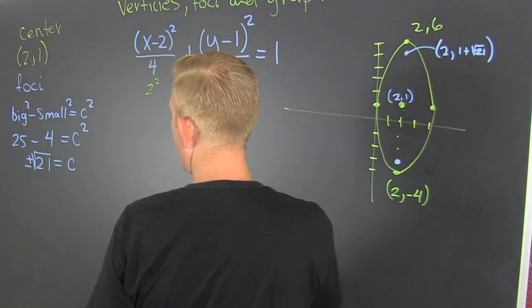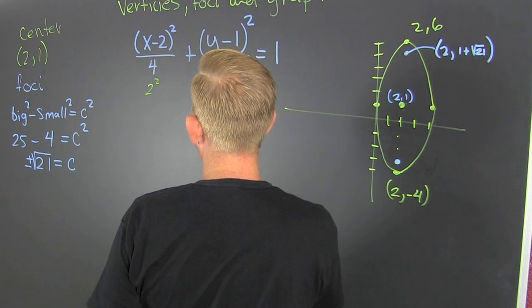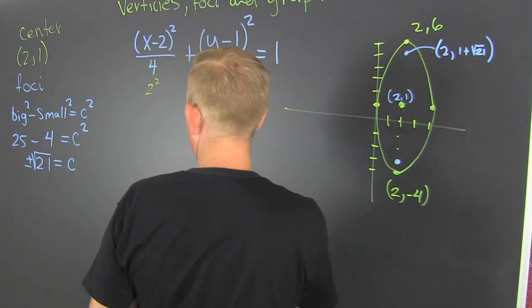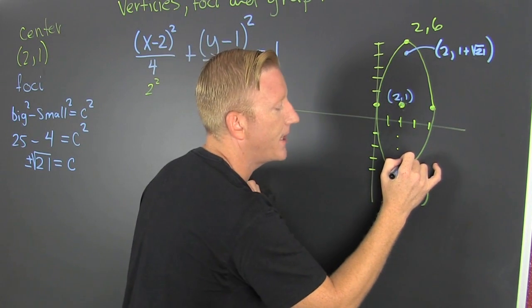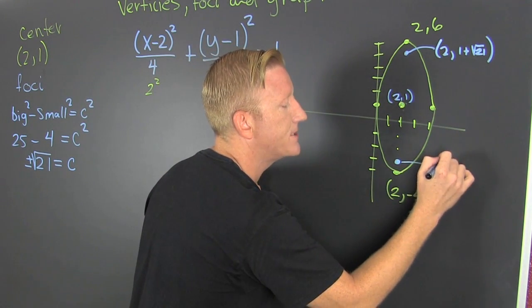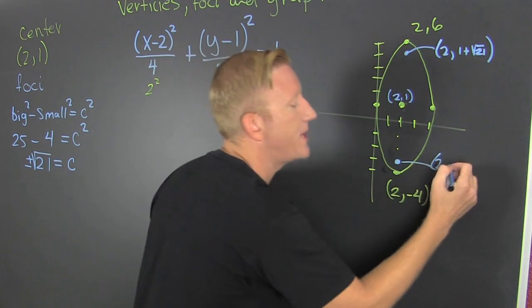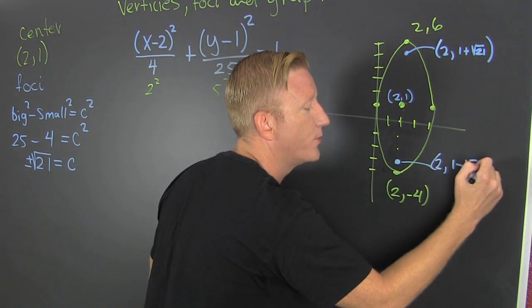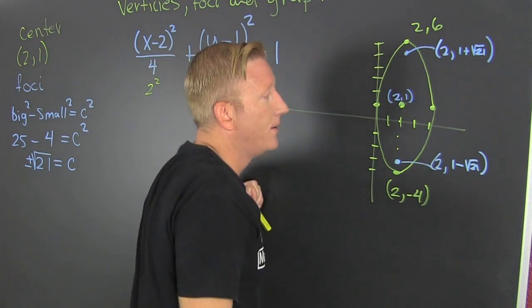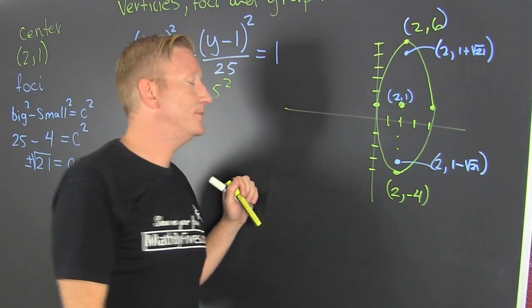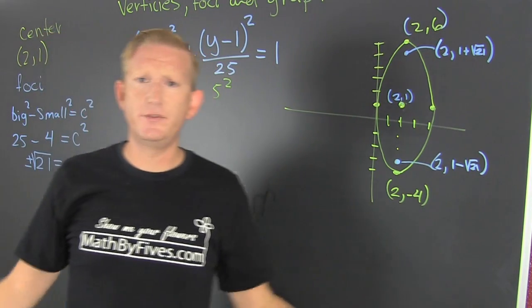Let's check. Big is 25, small is 4, the difference is 21, then we root it. This guy here, that's 2. I don't change the x, here I'm changing the y. So that's 1 minus the square root of 21. And now we found our foci, we found our vertices, we've labeled it, we've drawn it.